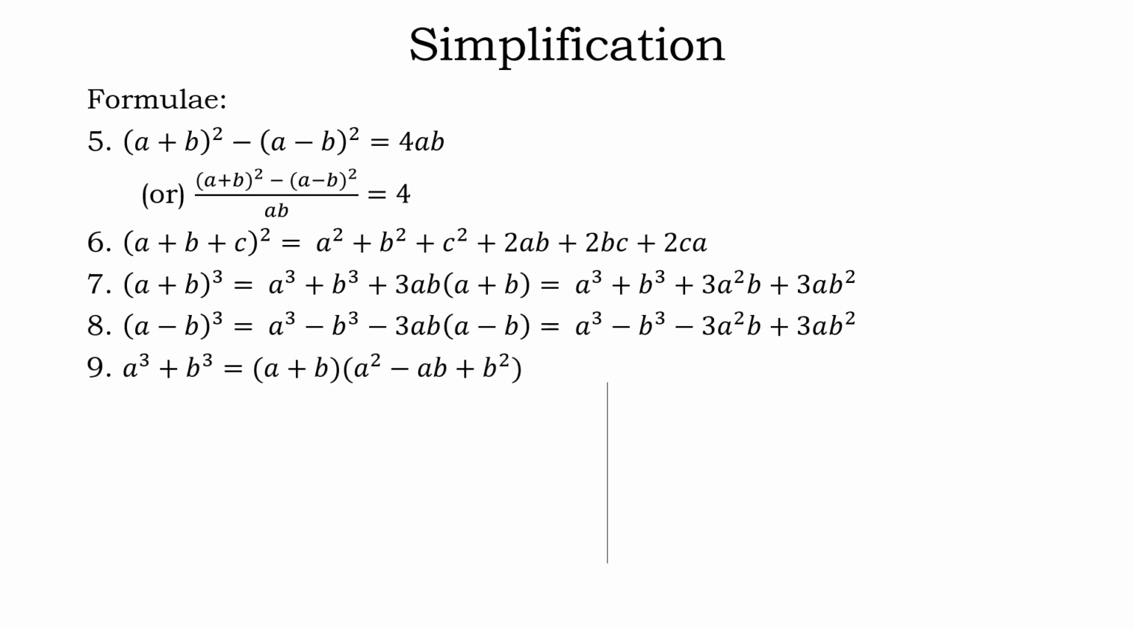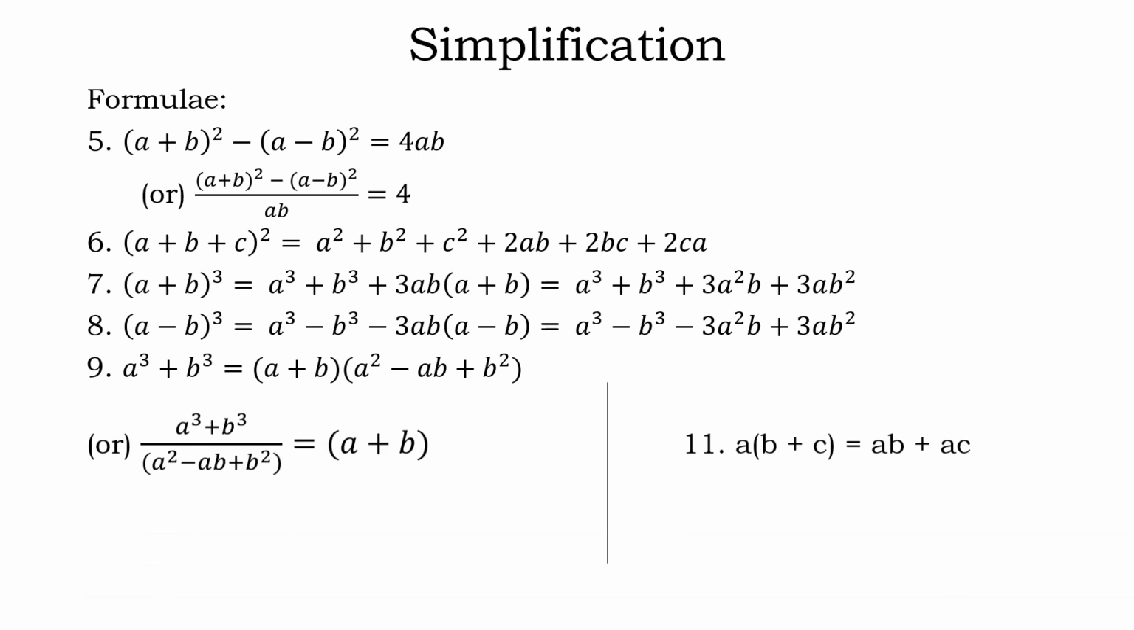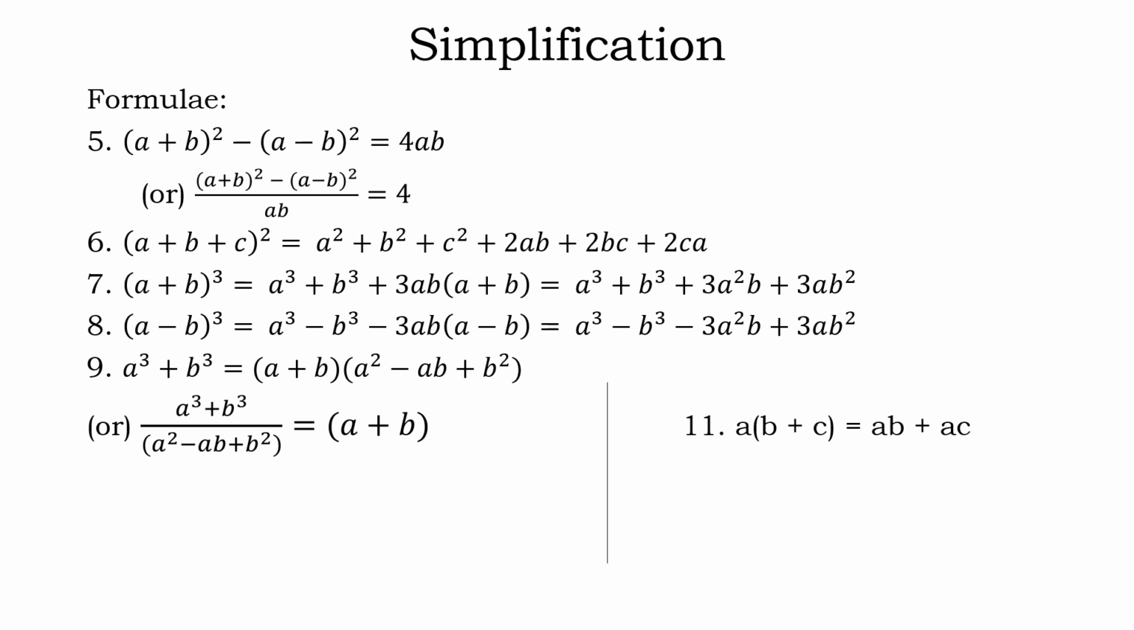And the next formula is a cube plus b cube, which is equal to (a plus b) into (a square minus ab plus b square). Here the right hand side is a product of two factors. So if the given problem is of the form (a cube plus b cube) by (a square minus ab plus b square), then the answer is straight away a plus b.